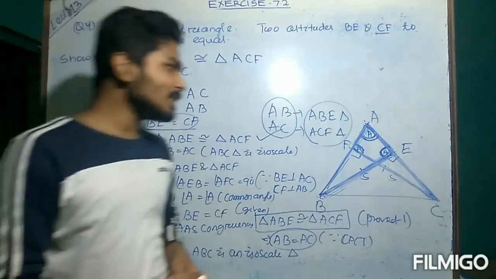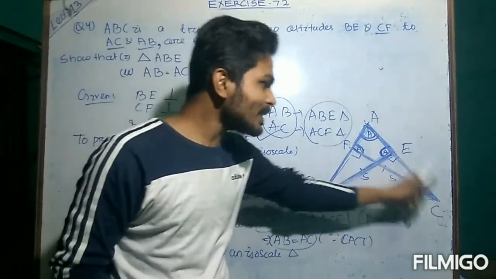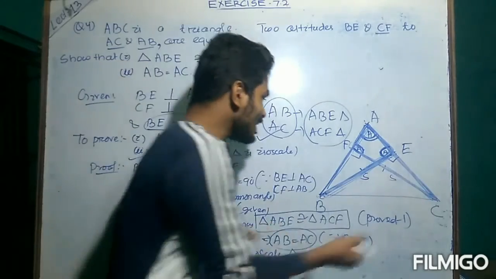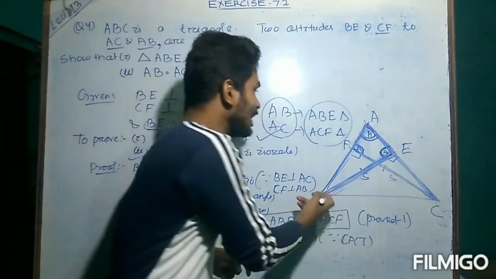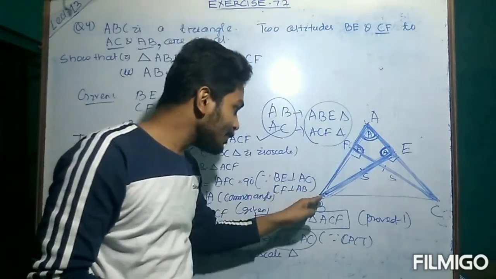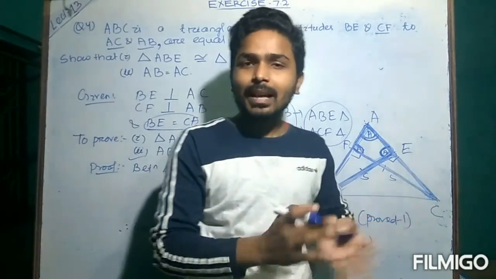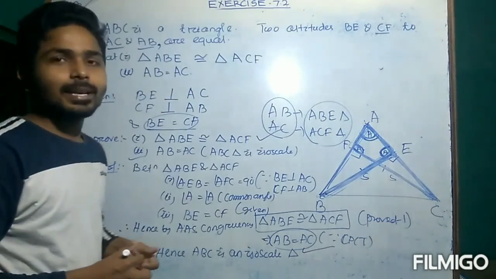So question number 3 that we have done previously and question number 4 are converse to each other. In question number 3, it is given that ABC is an isosceles triangle in which AB is equal to AC, and we have proved that their altitudes BE and CF are equal. But here it is given that altitudes are equal, and we have to prove that AB is equal to AC, or ABC is an isosceles triangle. Now we have proved it. It is an isosceles triangle. Okay.